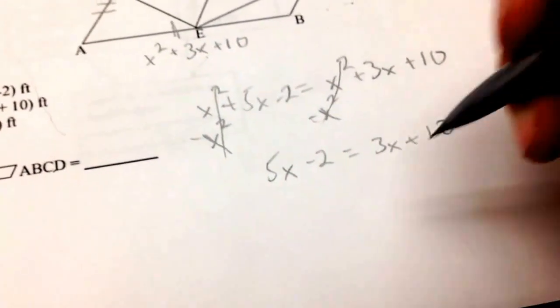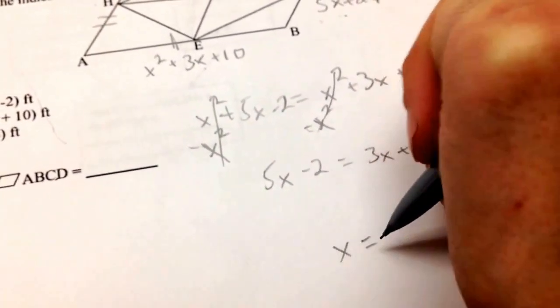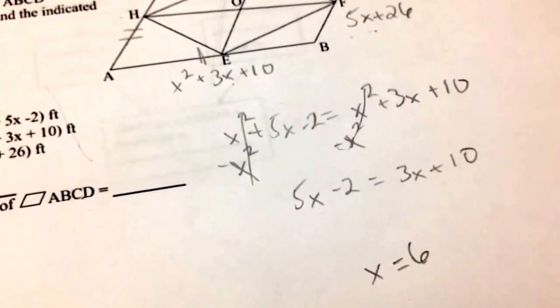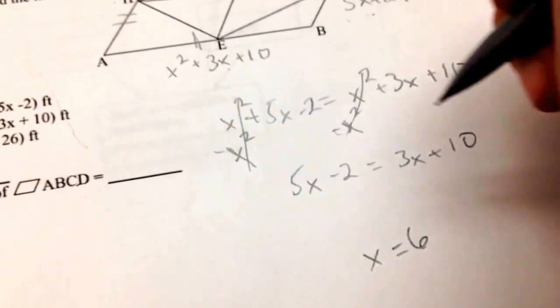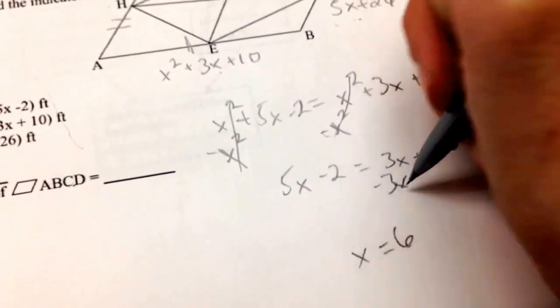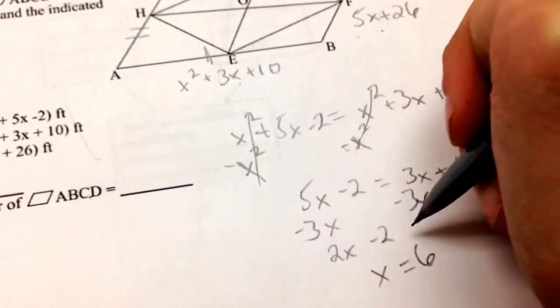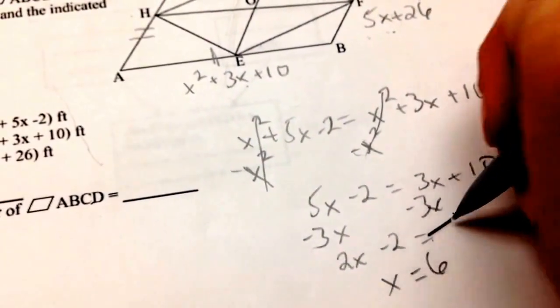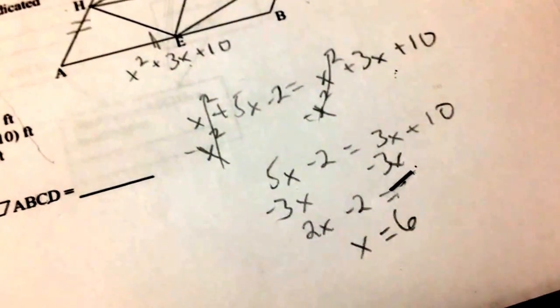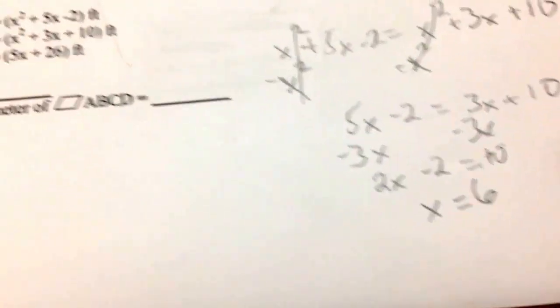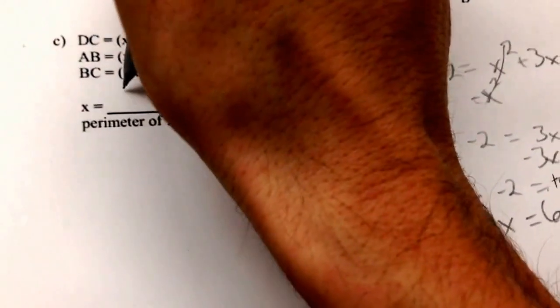Now from here, I don't care how you solve it, I just need you to solve it and get that x is 6. If you need another way to solve it, I can show you real fast. So you get 2x minus 2 is equal to 10. I'm running out of room, so we're just going to leave it at that. So we know x here is 6.